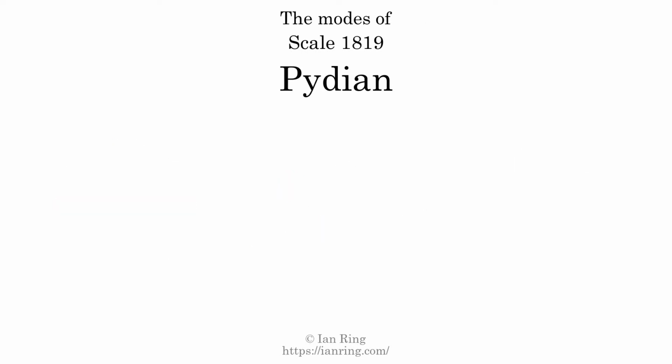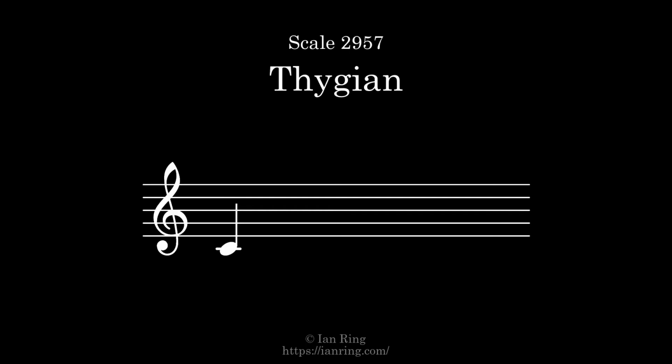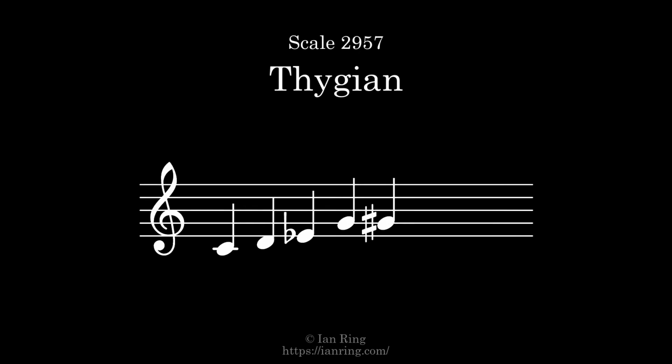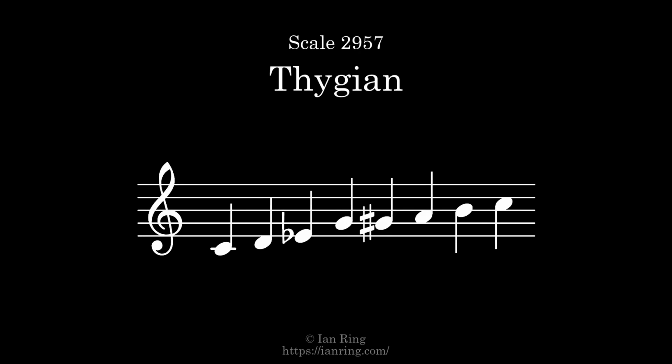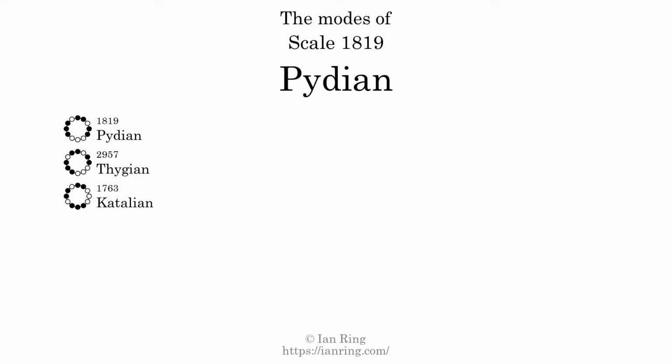This scale has 7 modes. The first mode is itself. The second mode is scale 2957, also known as Pydian. It sounds like this. The third mode is scale 1763, also known as Pydian. It sounds like this.